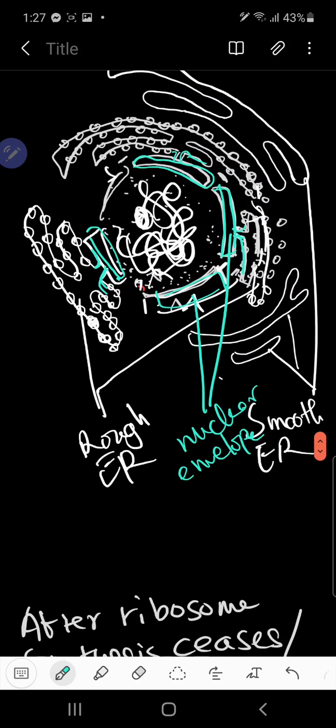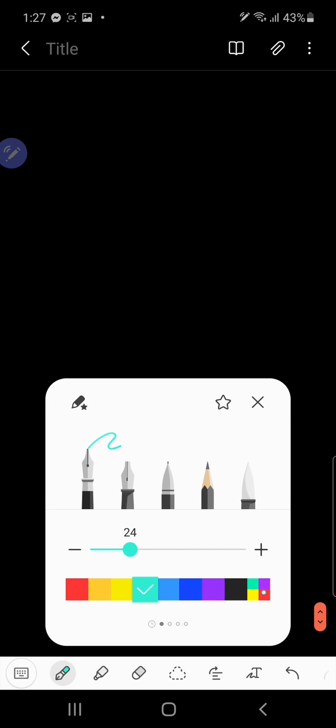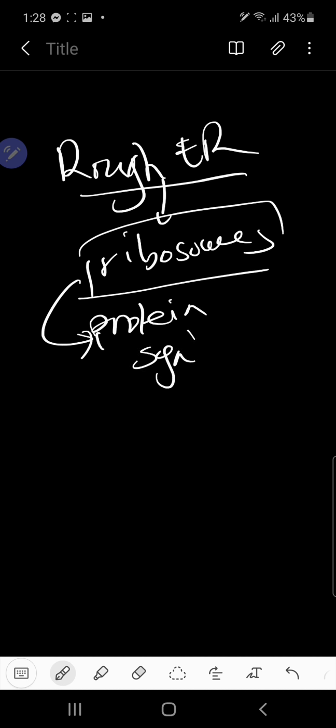I've written something there from the last video. Anyway, let's talk in detail about the structures right now. We saw the rough endoplasmic reticulum and the smooth endoplasmic reticulum. Let's talk about their functions. At first we have the rough ER. As you have seen, the rough ER has ribosomes attached to it, so its main function is obviously protein synthesis.